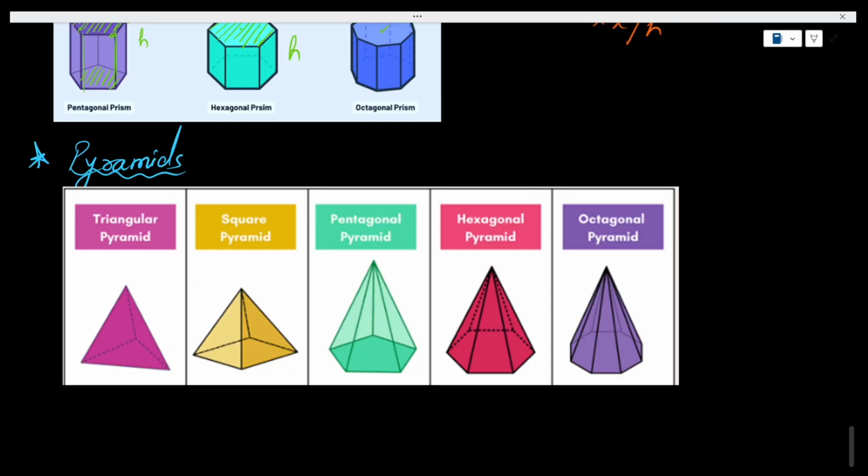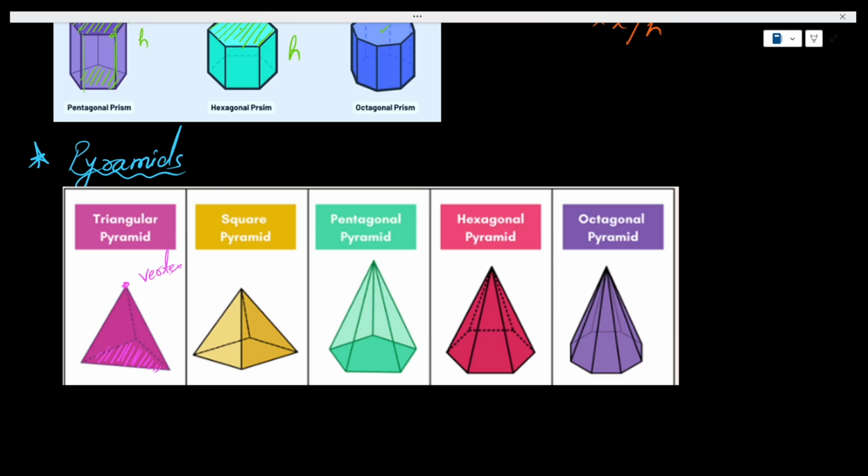Here, all these shapes are known as pyramids. Based on their base, we name the pyramid. Which kind of pyramid is this? At the top, this is called the vertex, and this is called the base of the pyramid. The base shape is triangular, so we call it a triangular pyramid. These three bottom vertices, the base face vertices, are joined through the vertex here, right?